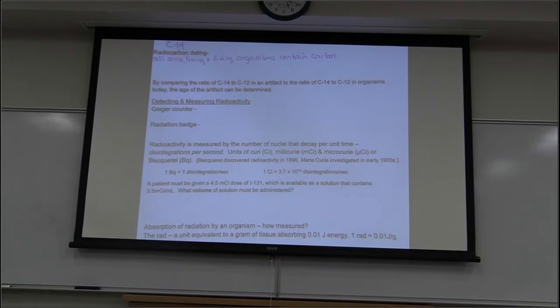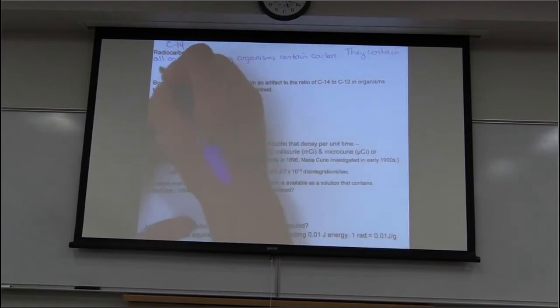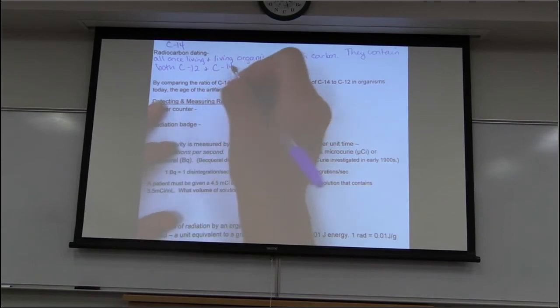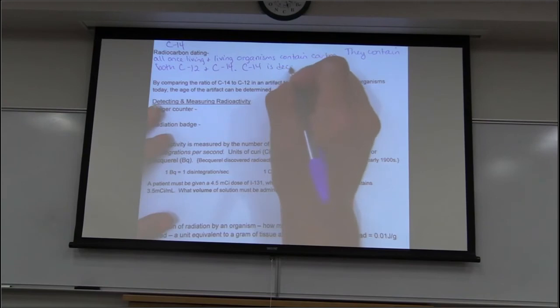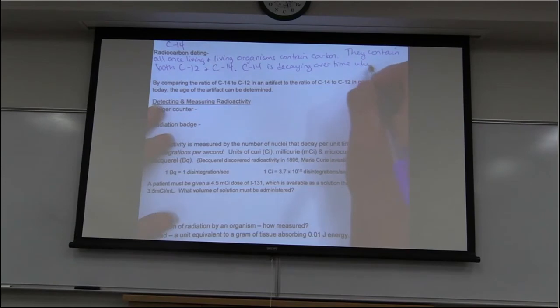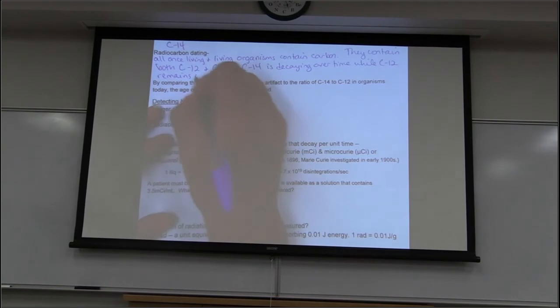What's the most abundant element in the human body? Oxygen. But they all contain carbon. Here's the key, though. They contain both carbon-12 and carbon-14. Carbon-14 is decaying over time, while carbon-12 remains constant.